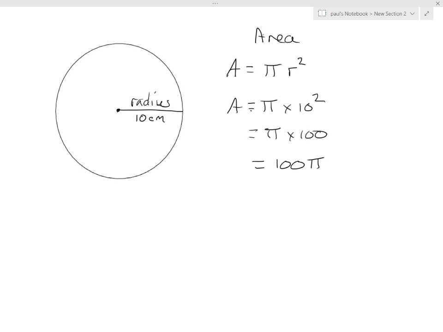Very little to work out. But as a decimal, pi times 100 will be equal to 314.159 centimeters squared. Because it's an area, it's squared, and that one was to 3 decimal places. So we've got the area given the radius.